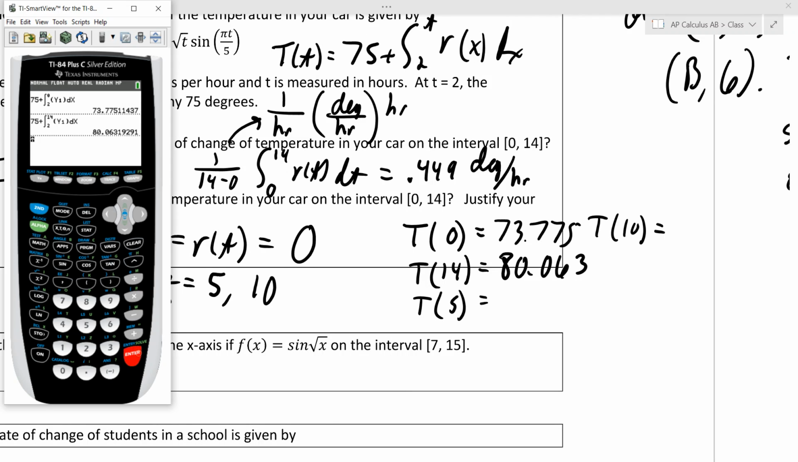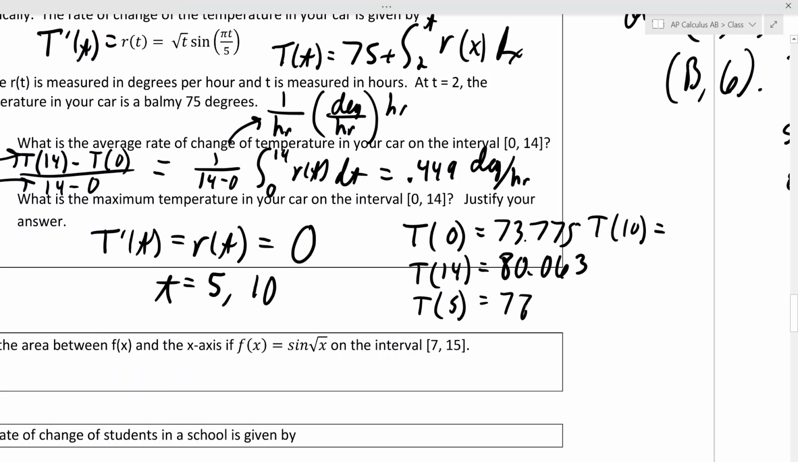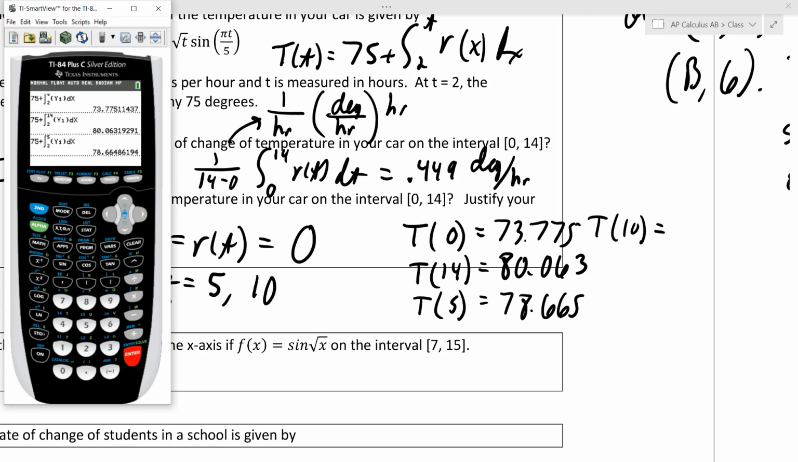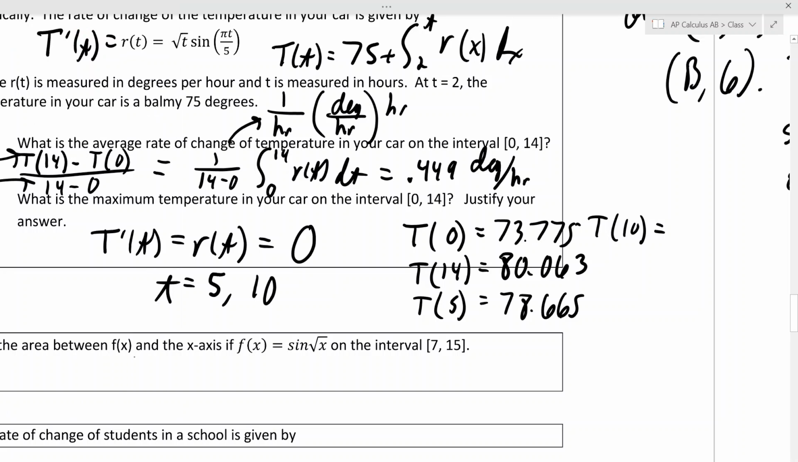Now, same thing. I'm going to go back and change that 14 to a 5. 78.665. And then at 10, we're expecting that to be a minimum, but if you don't find it, you got to explain why you didn't find it. So this makes sense just to find it. To find the max, just check all the critical values. And this is going to be a min, 69.971.